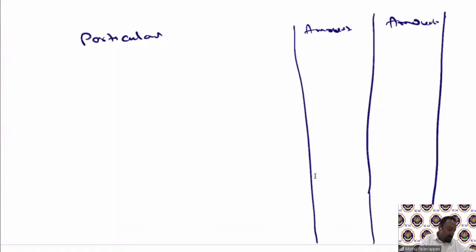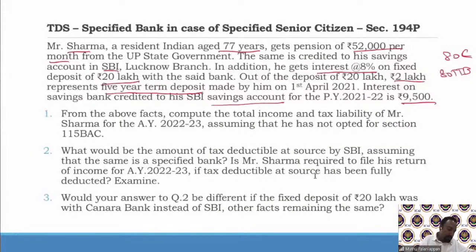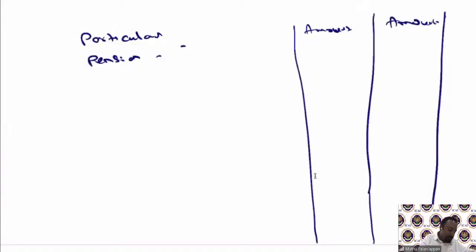So first is pension. How much is pension? 52,000 per month. So it is 52 into 12. How much is it? 6 lakh plus 24,000. So 6 lakh 24,000. Less, salary is eligible for standard deduction.